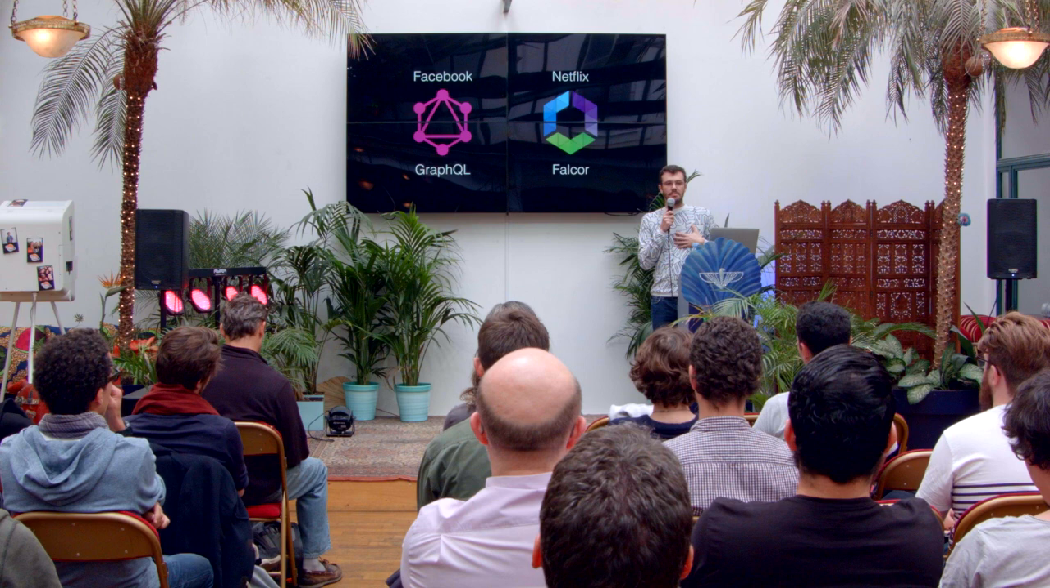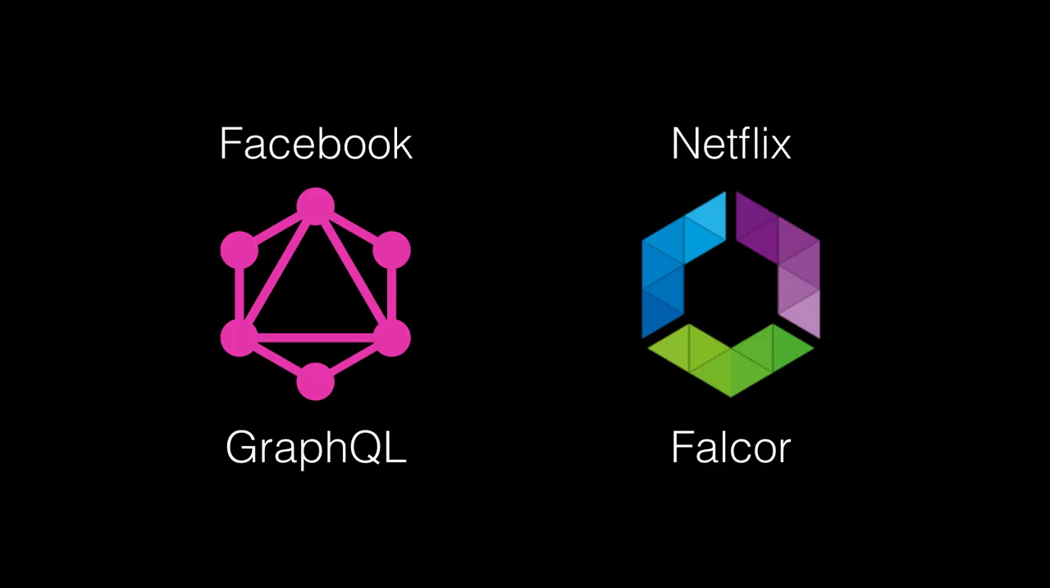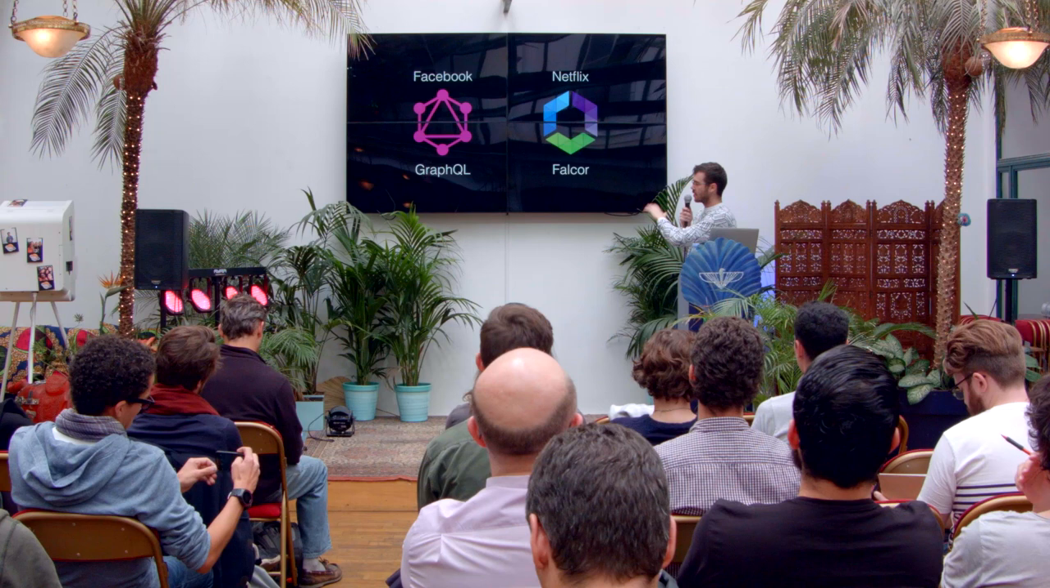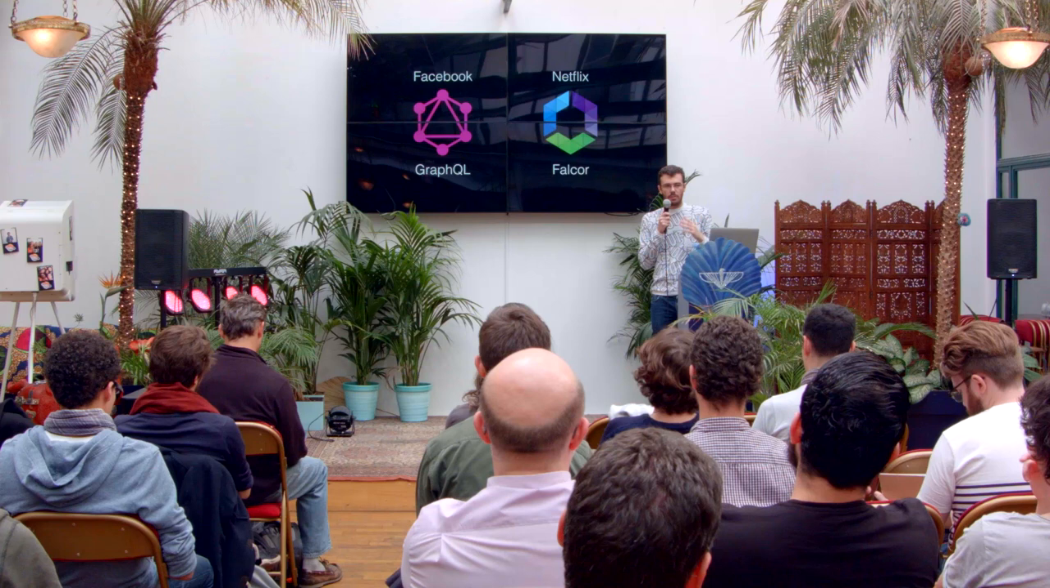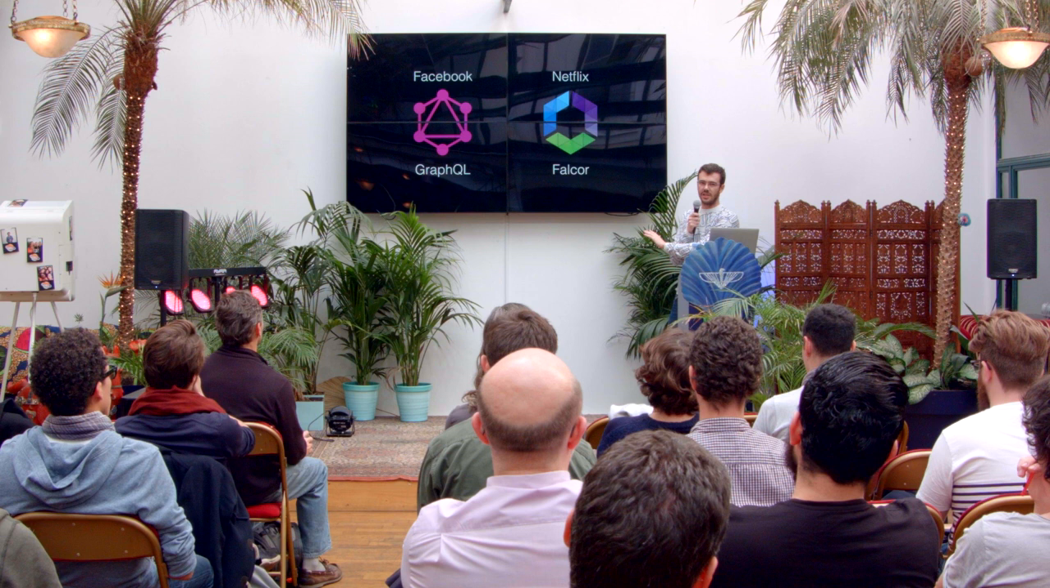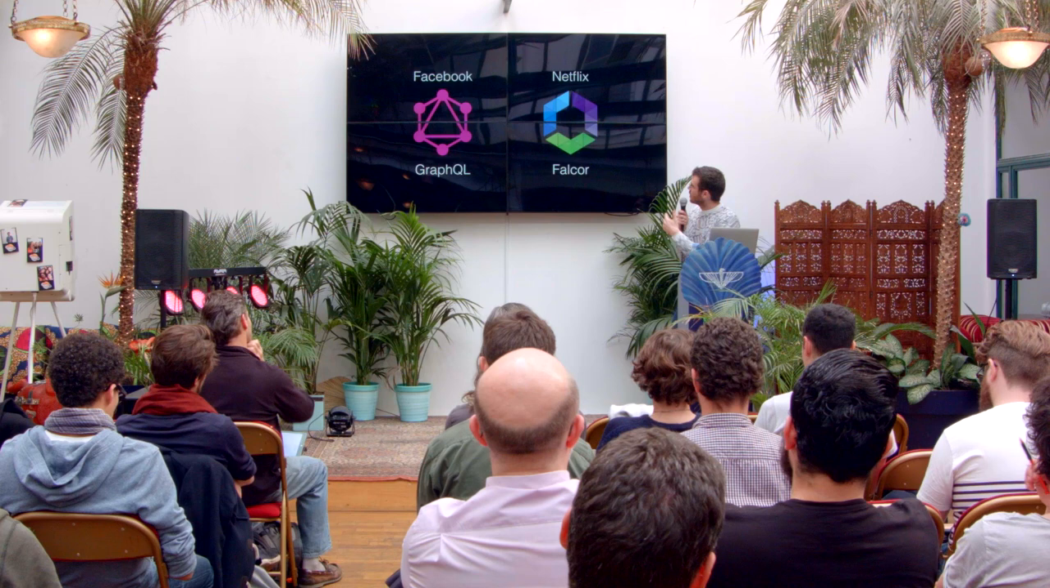And so Facebook and Netflix faced the exact same problem but at a bigger scale, and ended up creating two technologies to resolve that problem. One of these technologies is GraphQL that I will present a bit later, and the other is Falcor. So I won't speak about Falcor in this talk, but it's a great technology, and I invite you to at least look at the documentation before making a choice between the two.